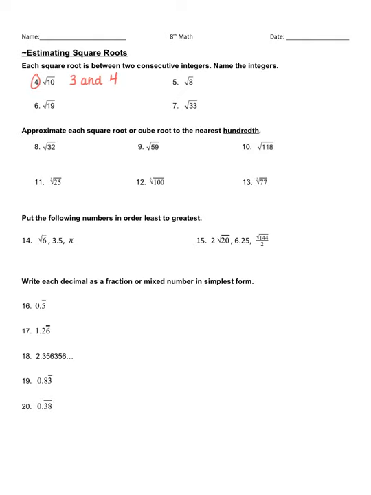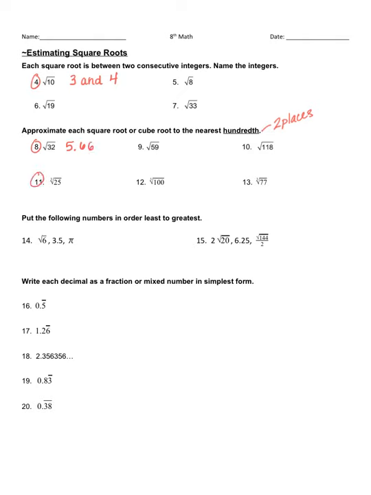Okay, number 8, approximate, that means round each square root or cube root to the nearest hundredth. Hundredth is 2 places past the decimal. So the first one is the square root of 32. So I'm going to put that in the calculator. And if I round that 2 places past the decimal, it will turn out to be 5.66.